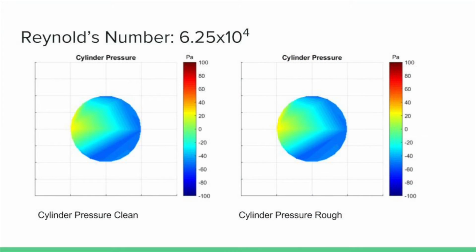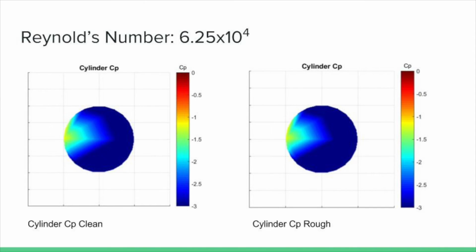These are the graphs for the cylinder pressures at Reynolds number 6.25 times 10 to the fourth for both the clean and rough cylinders. Again, these graphs look very similar, but if analyzed closely enough, it can be seen that there is a slightly lower pressure on the back end of the cylinder. However, due to the very close resemblance, at this Reynolds number, it cannot be said for certain that the turbulent boundary layer was tripped. Next are the graphs for the cylinder coefficient of pressure.